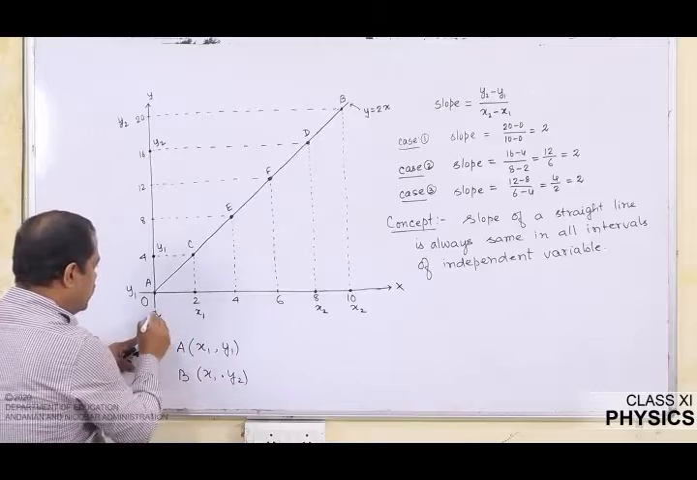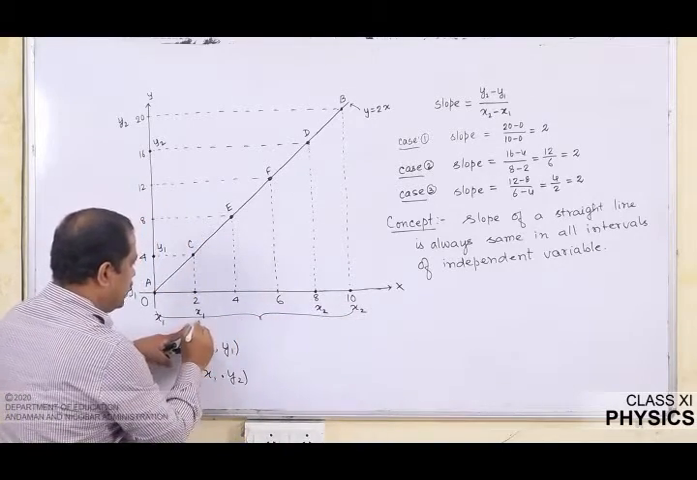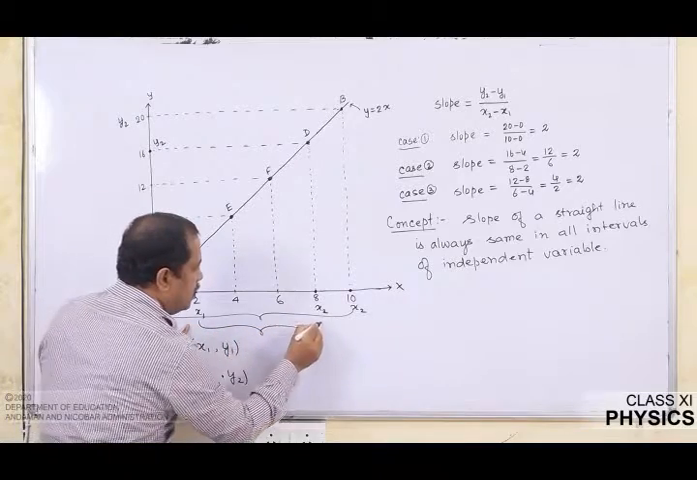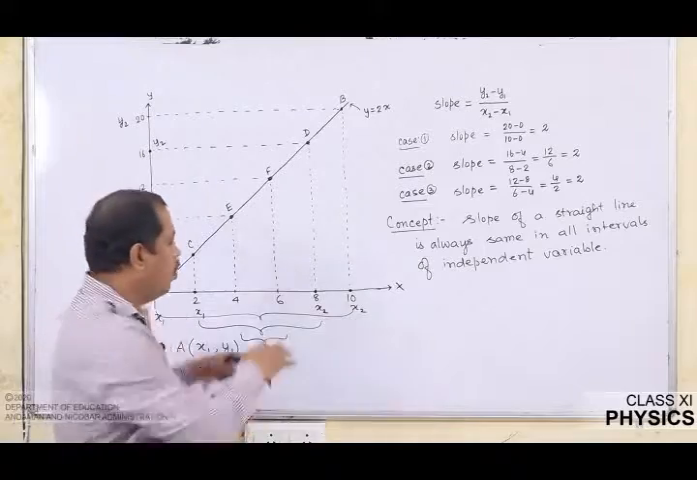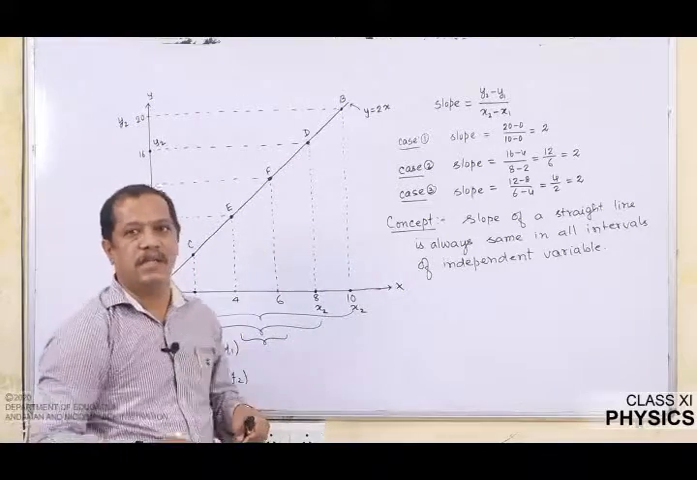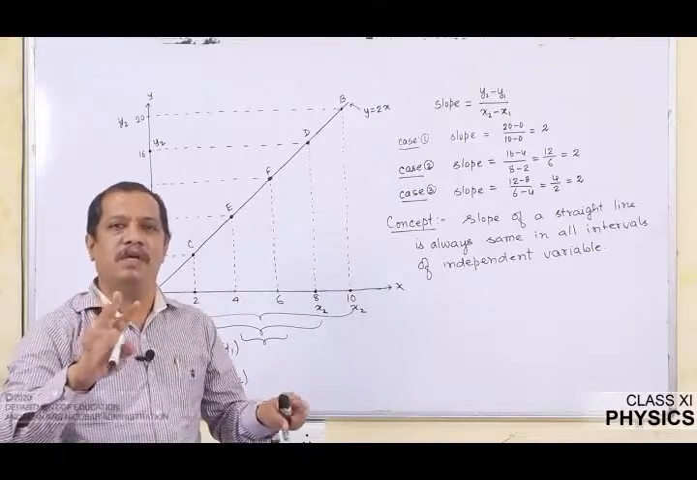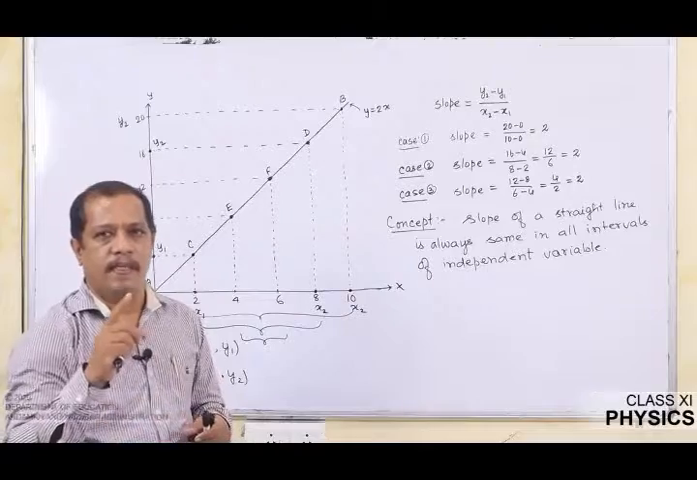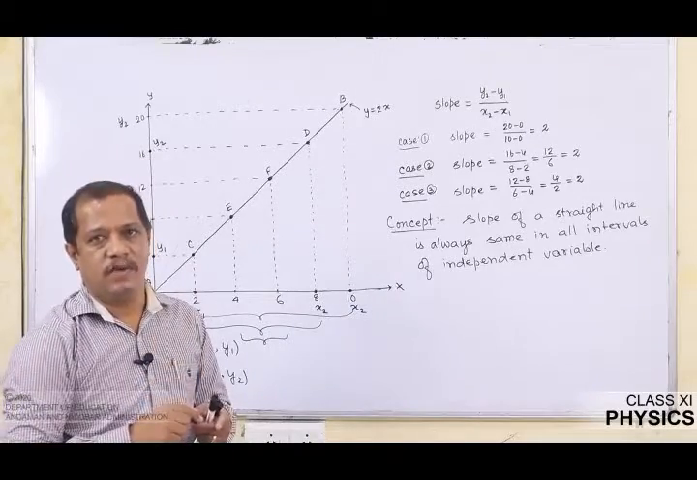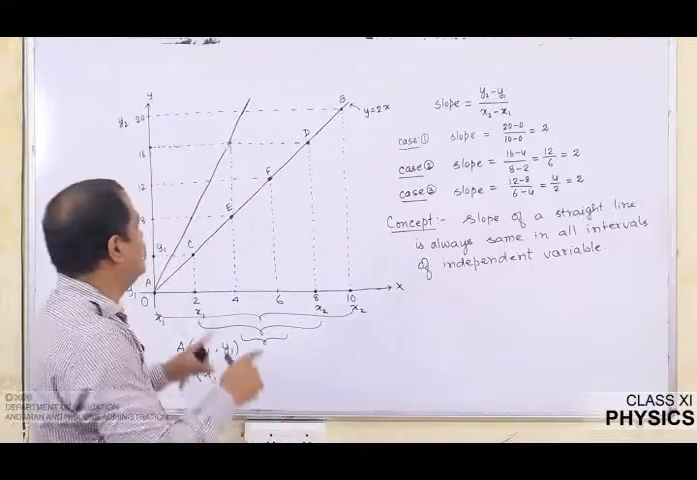First, I had the interval from here to here. In the second case, I had my interval from here to here. In the third case, I had my interval here. So, I say that in all intervals, the slope of a straight line is same. So, thus the concept is slope of a straight line is same irrespective of the interval of the independent variable that you take. Let me see the other situation. Dear students, I have taken another example on the same graph.